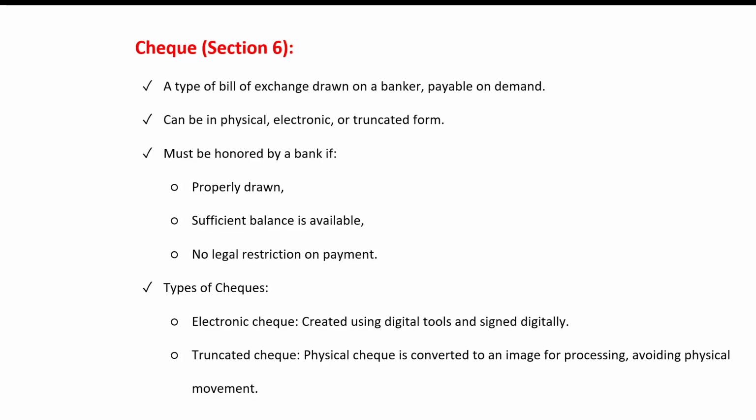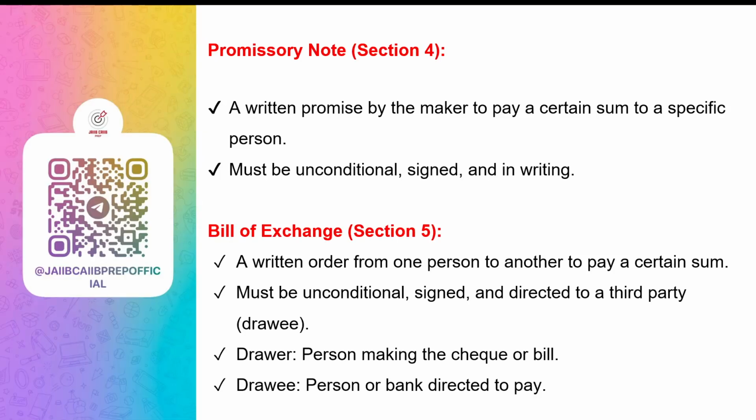The bank is legally required to honor the check if it has been properly drawn, there is sufficient balance, and the balance is properly available. A check can also be issued in electronic form using a computer or digital signature. This is called an electronic check. And we have to understand about the truncated check in CTS. Truncated check means the physical check is scanned and only the image is used for clearing without moving the actual paper. Now let us understand about drawer, drawee, holder in due course, etc.